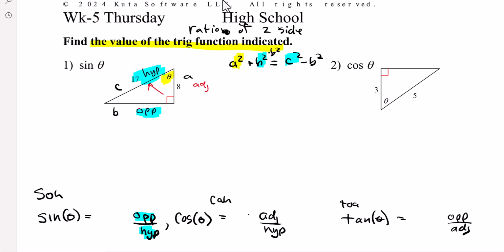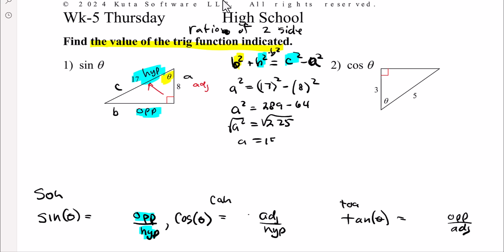So when we put in these numbers, A squared is equal to C squared, so 17 squared subtract. Oops, sorry. We need to find B squared. So this is A squared that we're subtracting. A is 8. 17 squared is 289. 8 squared is 64. So you get 225, and when you take the square root, B is 15.